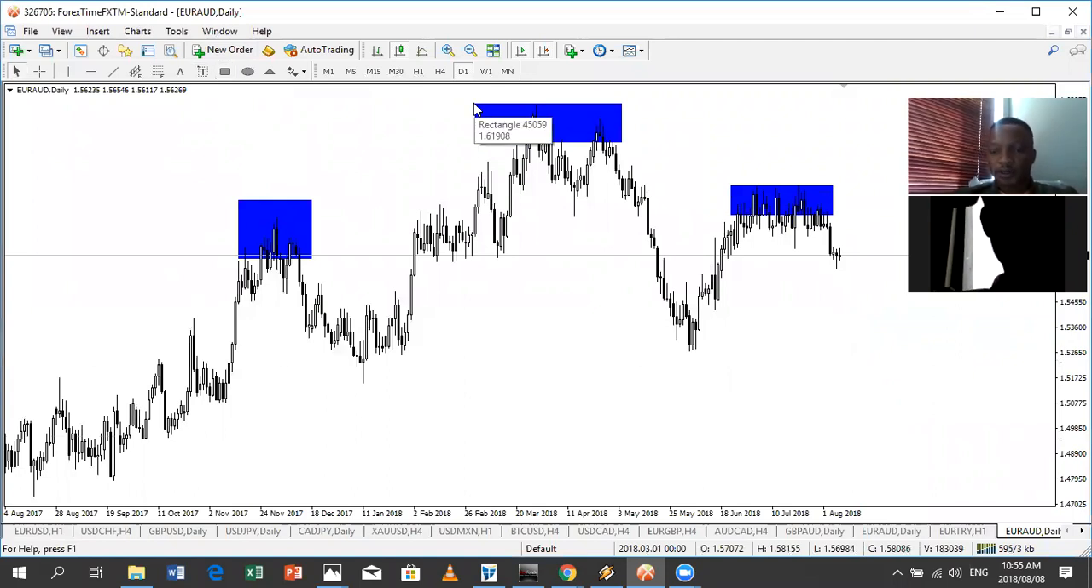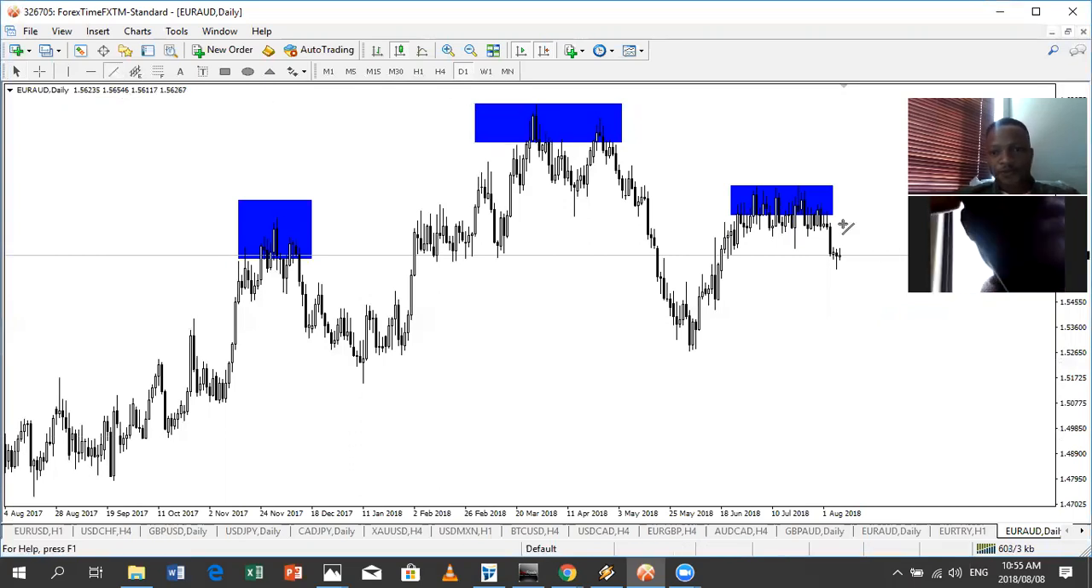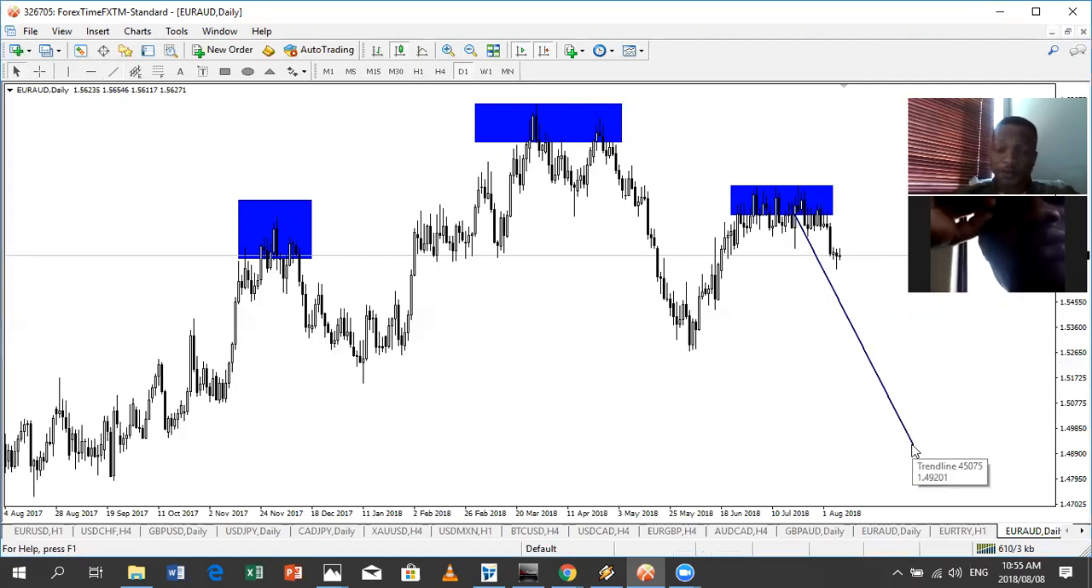What else do you see? The bears are gonna be still in control, so the price will continue going down. So you're saying from here, price will go all the way down, right? What else do you see?